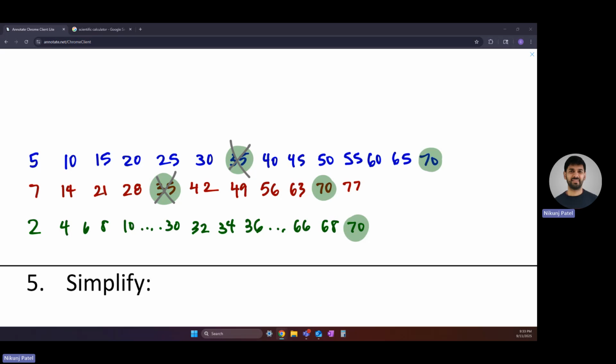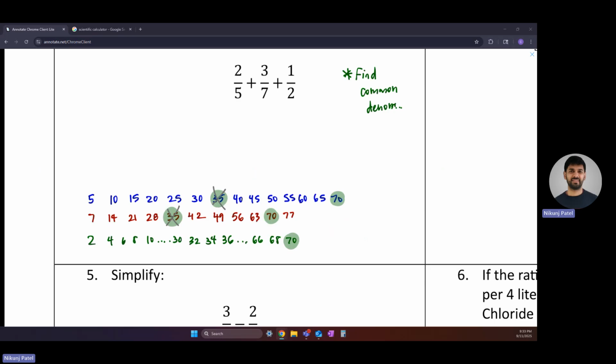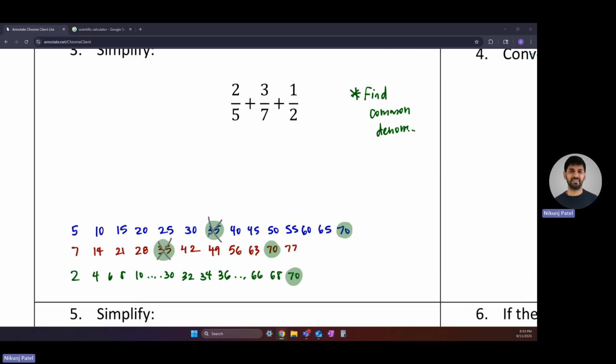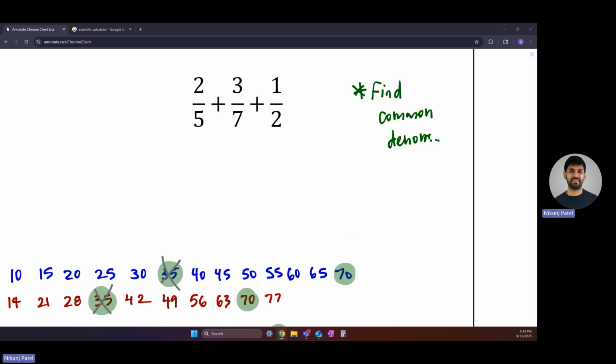You can also mentally do this and try to figure it out with some mental math. But if you don't like to do the mental math and you like to visually see the numbers, this is what I would suggest. Right, so we get 70. Now, why do we do that? It's because we're trying to add these three up. So the number 70 will be the denominator of all three.